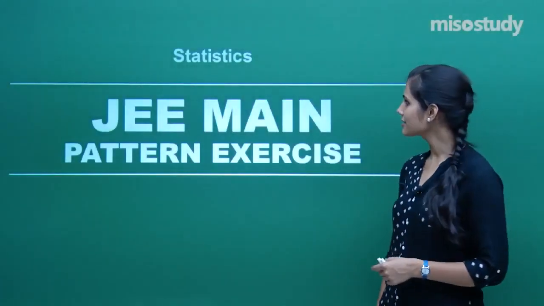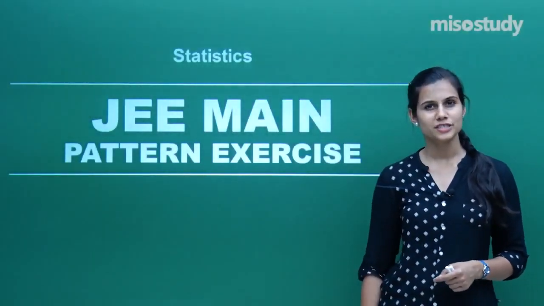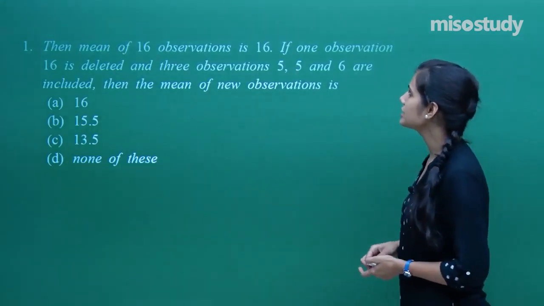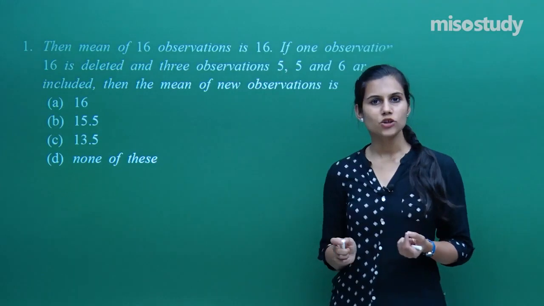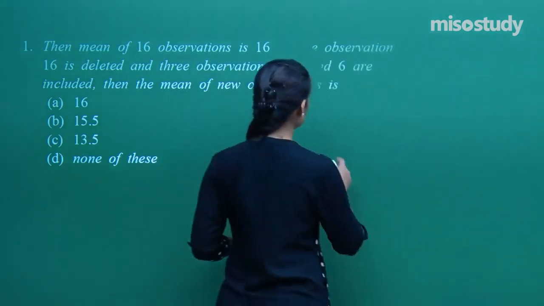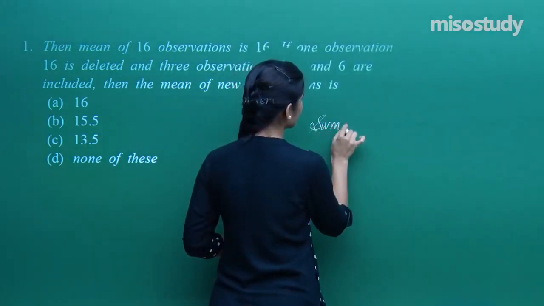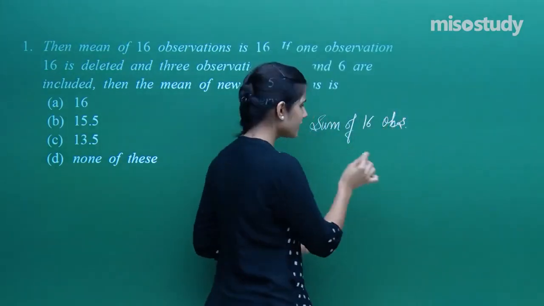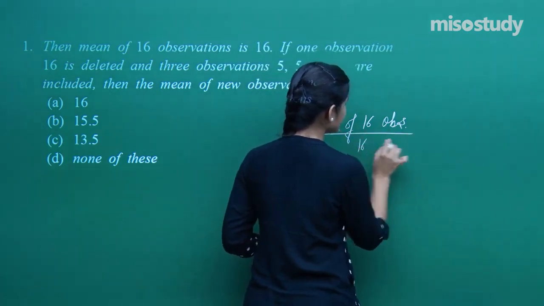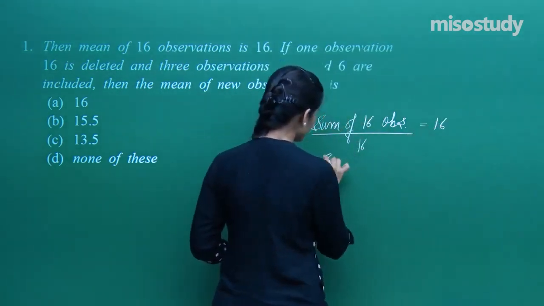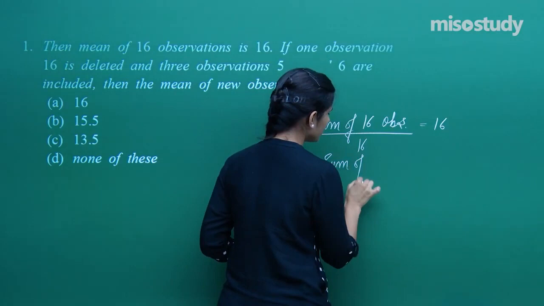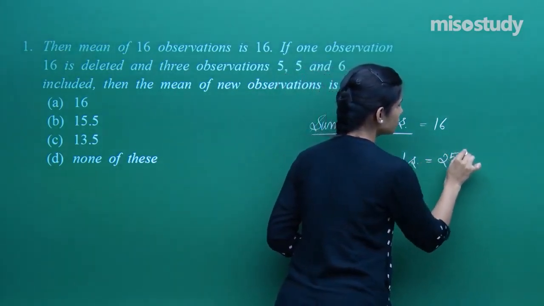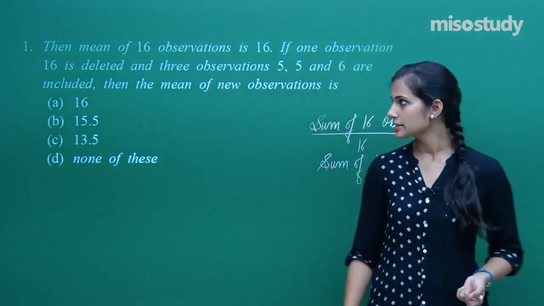So guys, now let's start discussing the JEE main pattern exercises for statistics. The first question says that the mean of 16 observations is 16. When I say the mean of 16 observations is 16, it's very simple. It means the sum of 16 observations, whole upon 16, is 16. That means the sum of those 16 observations is equal to 16 into 16, which is 256.